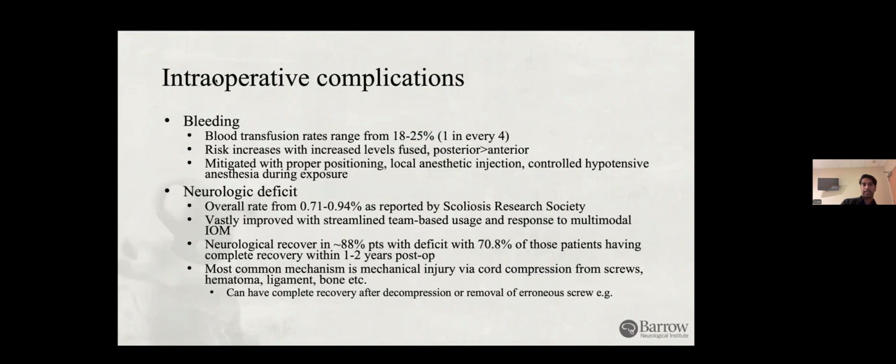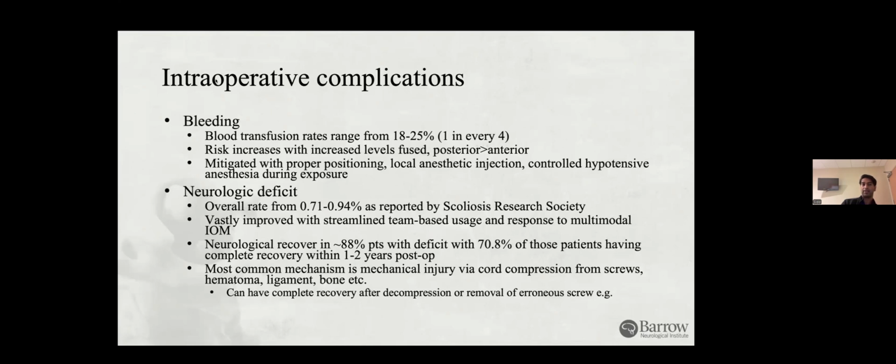So intra-op complications, bleeding is going to be the biggest one. Transfusions are quite common in these surgeries. These are large operations. The spine often is incredibly vascularized along with the muscles and tissues that surround it. So it's not uncommon, one in every four patients gets a transfusion. Obviously, the risks increase if you have more levels, or a posterior versus an anterior approach.